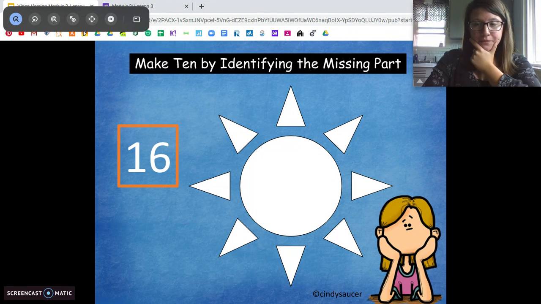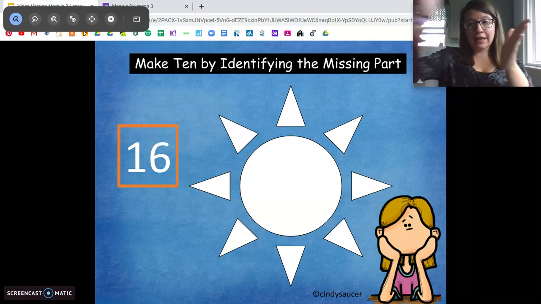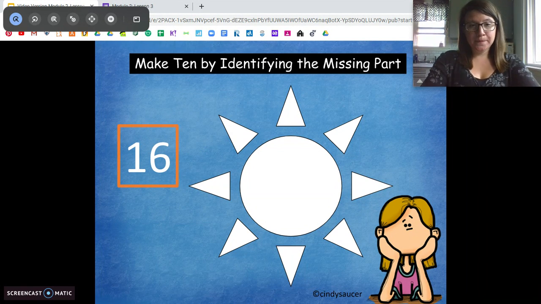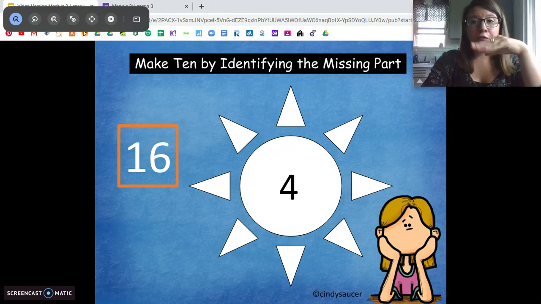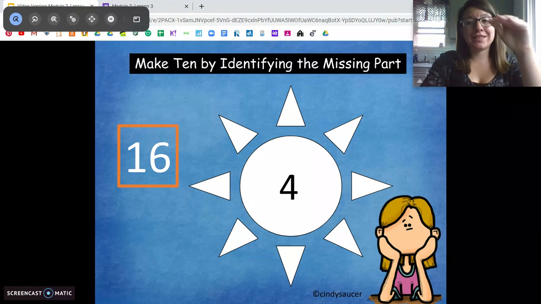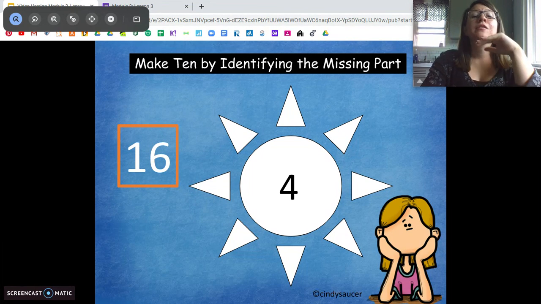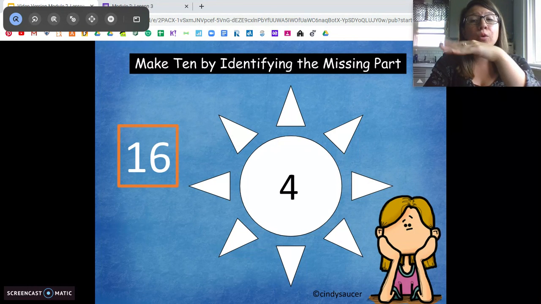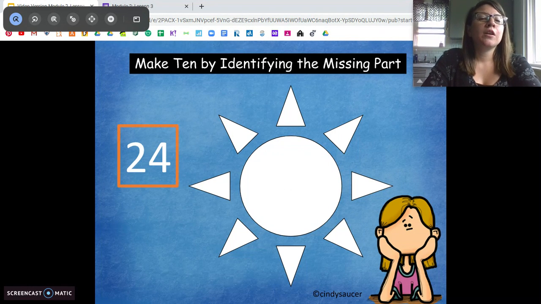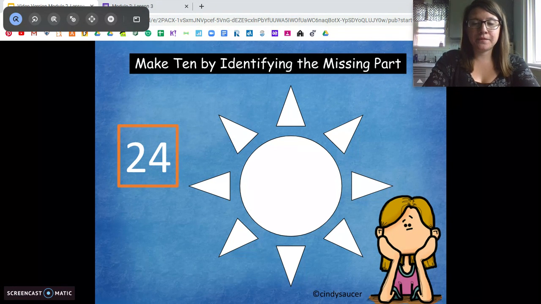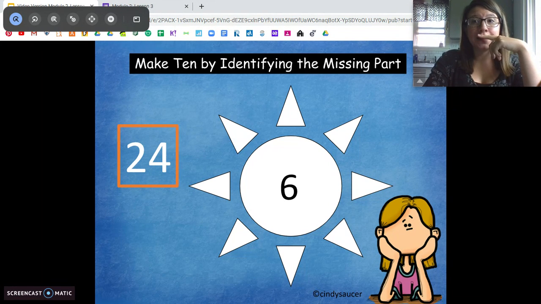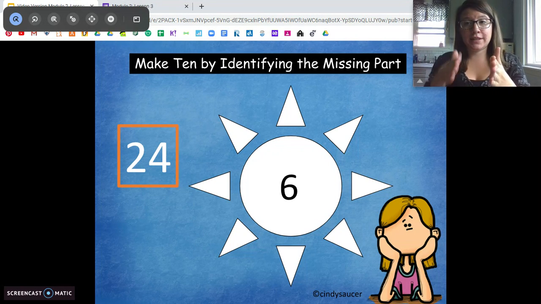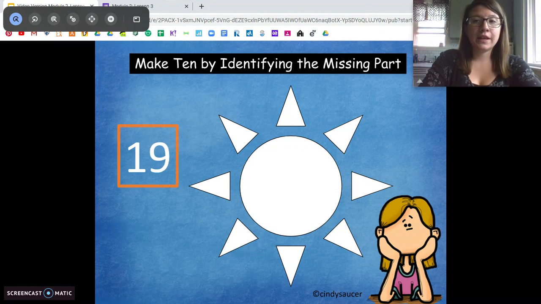16, how many more do we need to get to the next 10? We're going up to 20. 4, good. I know that 6 plus 4 equals 10, so 16 plus 4 is going to equal 20. 24, how many more do we need to get to the next 10? 6, good job. I know 4 plus 6 equals 10. 24 plus 6 equals 30.